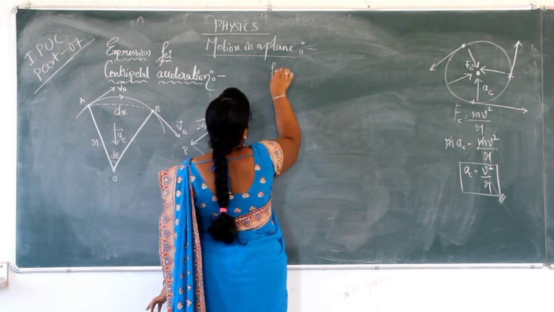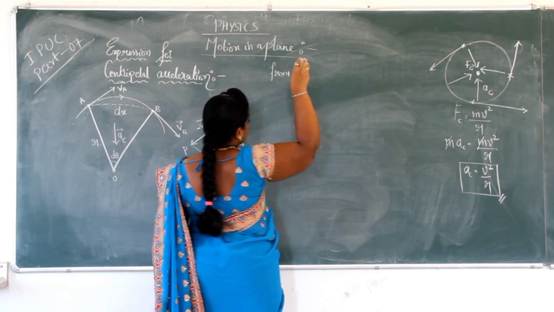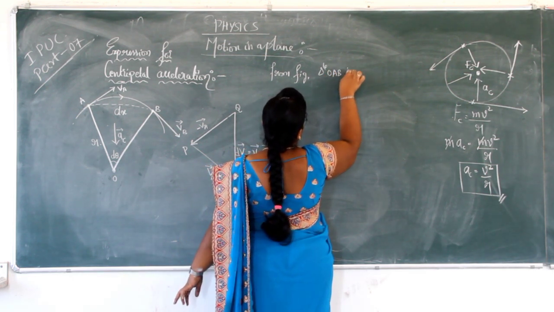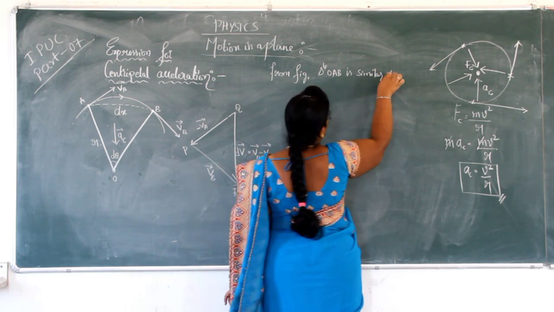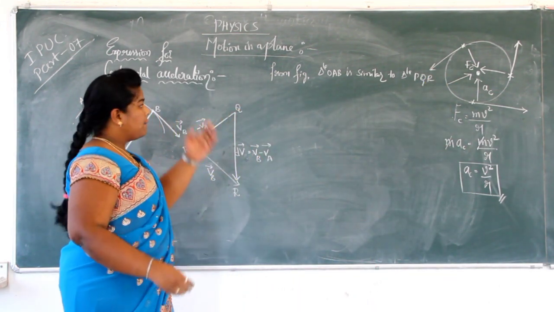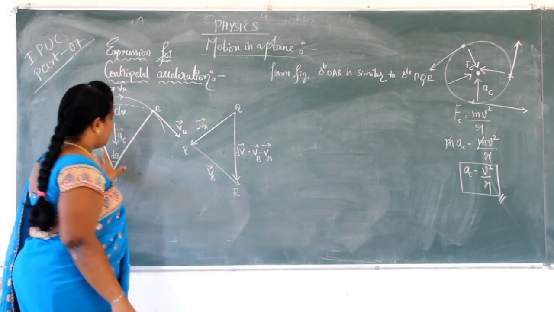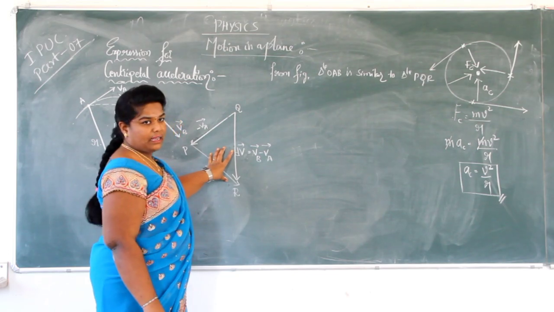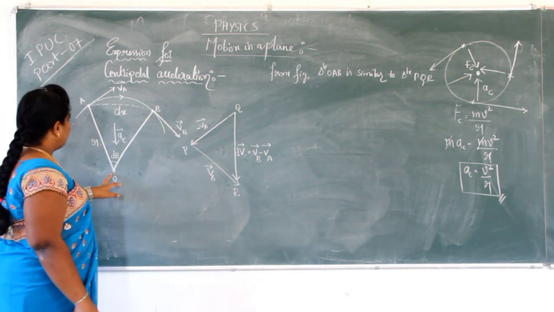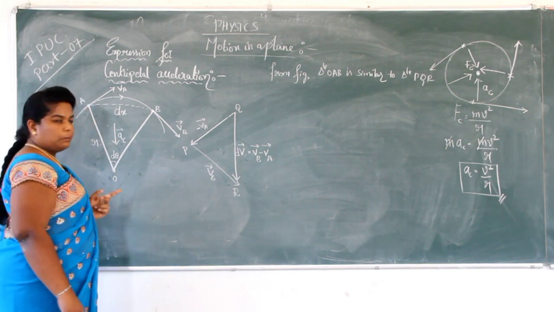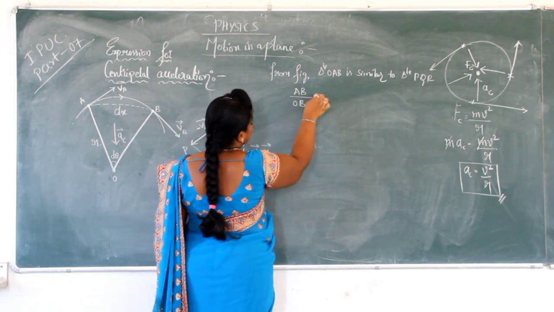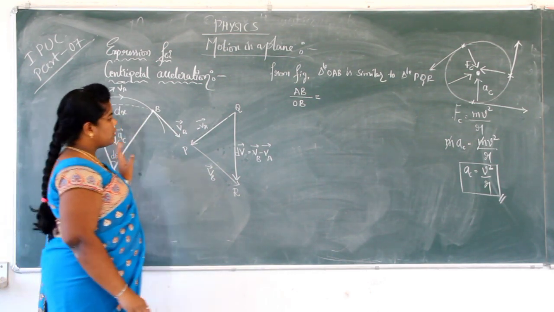So from figure, triangle OAB is similar to triangle PQR. So if the two triangles are similar, then base by side of one triangle is equal to the base by side of another triangle. Now first let us write base by side for this triangle. What is the base? AB is the base, and side you can write OA or OB, both are same. I'm using OB. So AB by OB, that is base by side of triangle ABO is equal to base by side of triangle PQR.